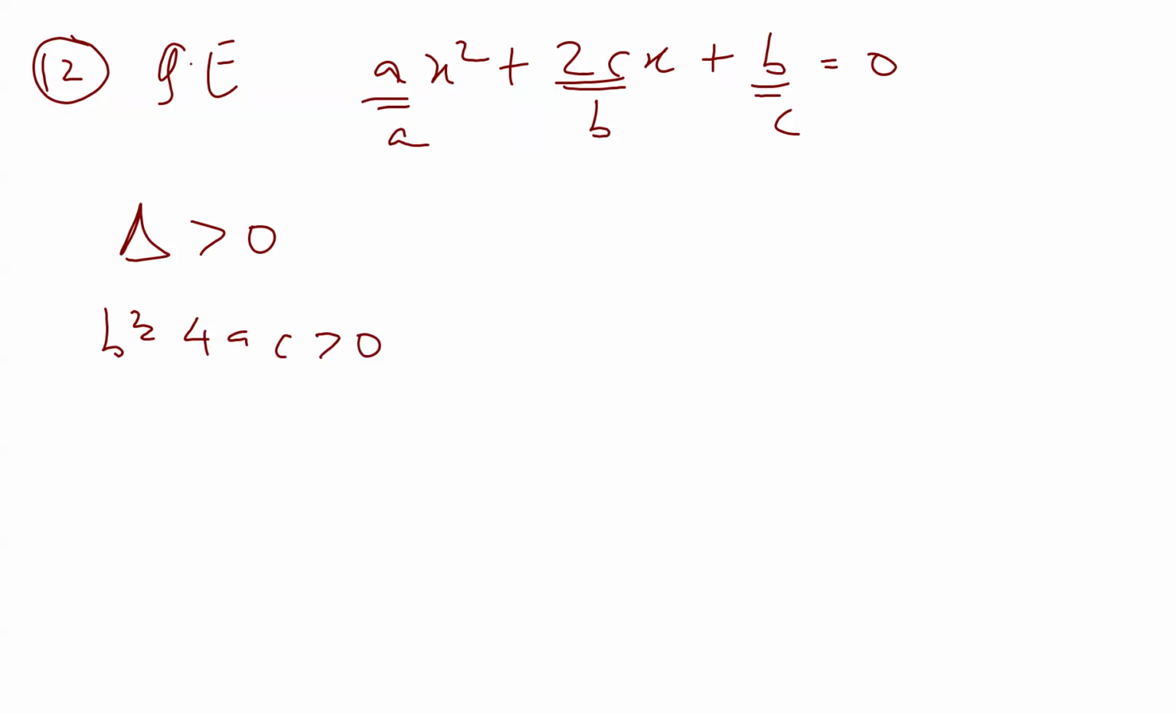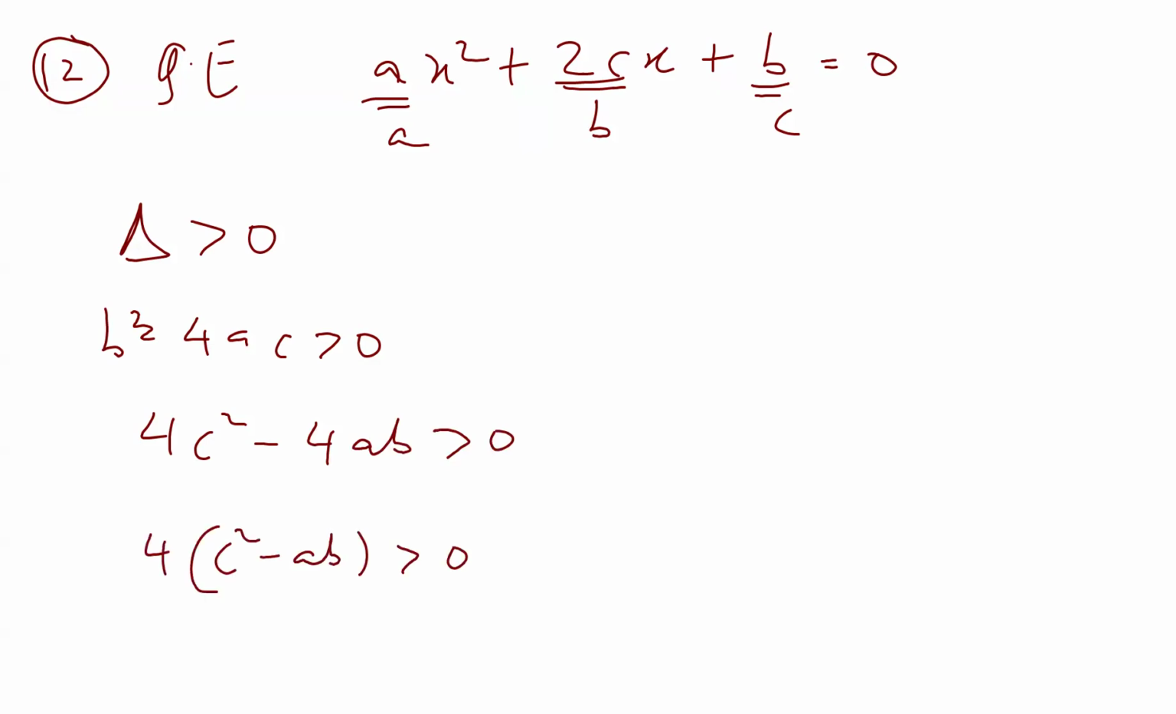B square, so 4c square minus 4ab greater than 0. Take 4 common. C square minus ab greater than 0. See, because 0 divided by 4 is 0 only, and 4 is a positive number, no sign change. Okay, this is one condition we got from the first quadratic equation. Now we need to prove that the second equation will have complex roots.